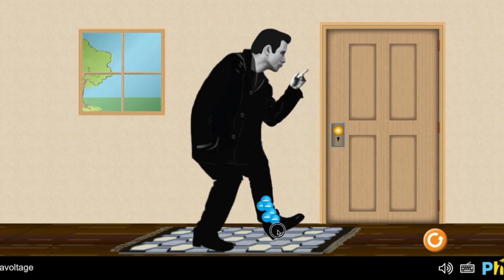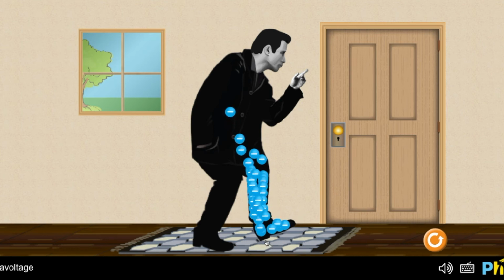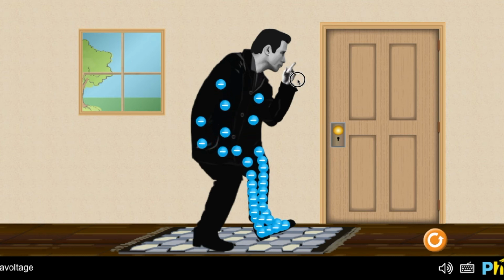So, he's filling up with static electricity. It's got nowhere to go until we provide the path for the negative charge to move.